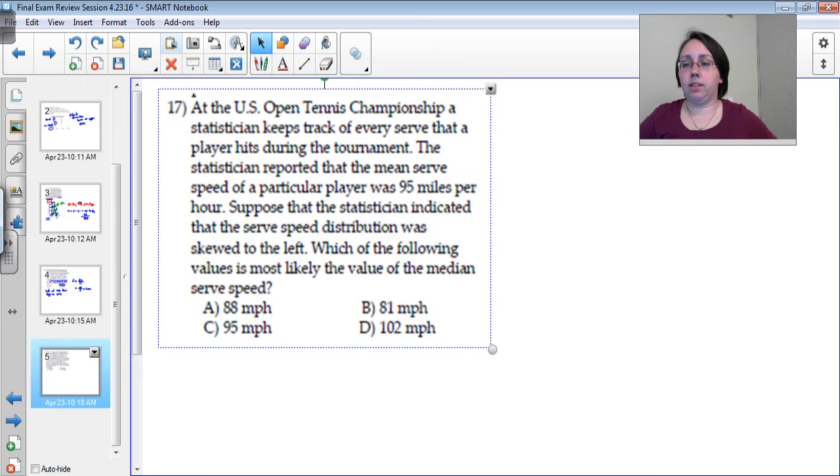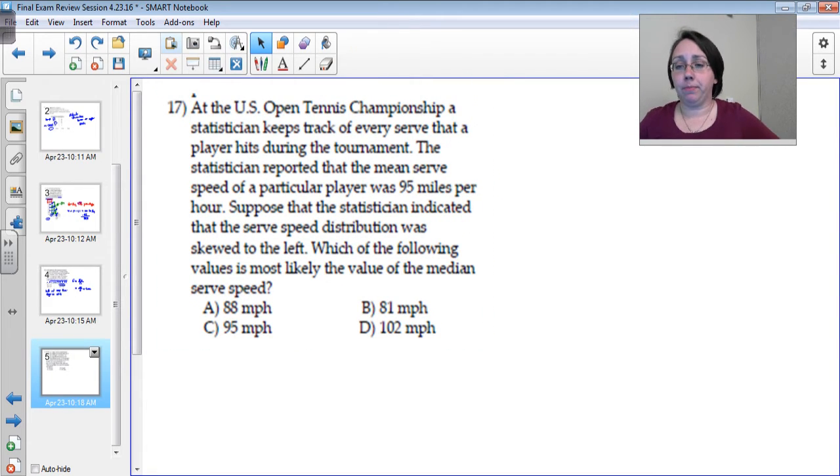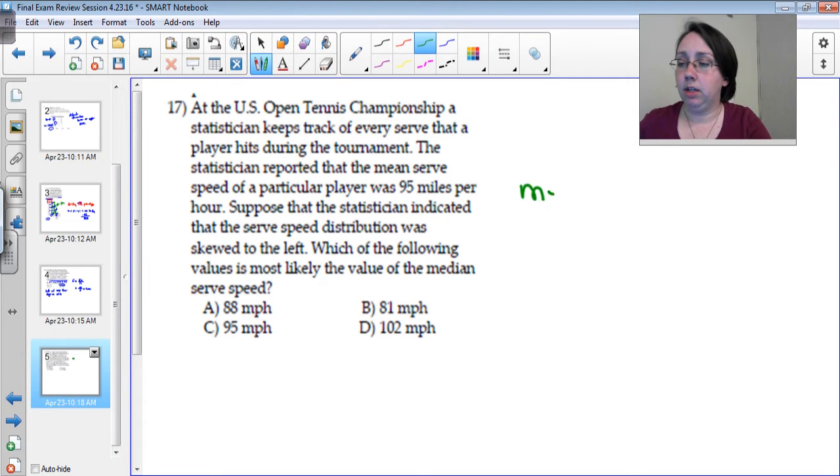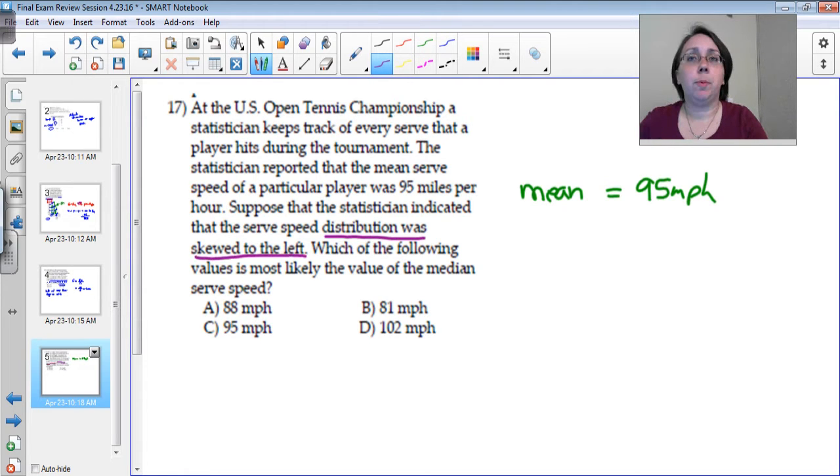All right, so we're at a tennis championship here, and the statistician keeps track of every serve that a player hits during the tournament. The statistician reported that the mean serve speed of a particular player was 95 miles per hour. Okay, so let's pull that out first. The mean was 95. Suppose that the statistician indicated that the serve speed distribution was skewed to the left. You remember what that means, skewed to the left? What would it look like? The opposite of what you would think.